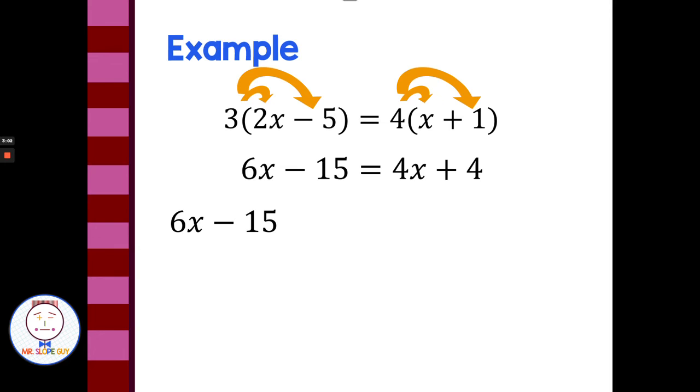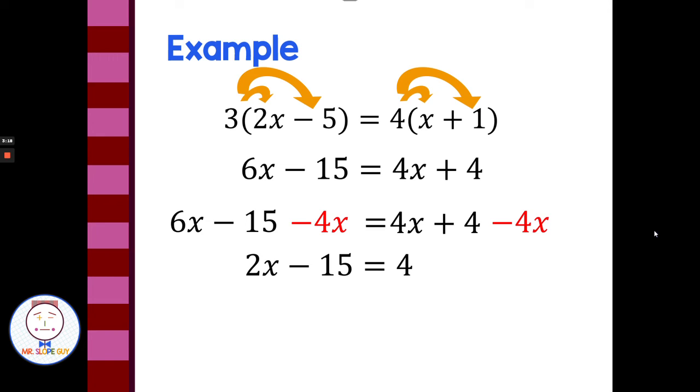So I would just subtract 4x from the left side and subtract 4x on the right side, because on the right side, 4x minus 4x, those are additive inverses, will zero out and leave positive 4. Then on this side, 6x minus 4x will give 2x. So 2x minus 15 equals 4. Add 15 to each side, and divide by 2, I get 9.5 as my solution. So we're looking for distributive property, combining like terms, getting the variables to one side, and isolating the variable.